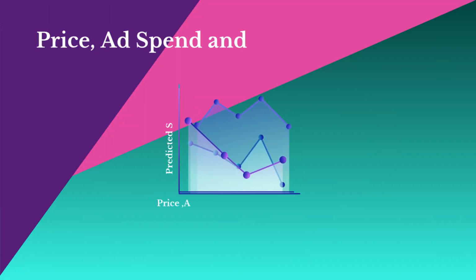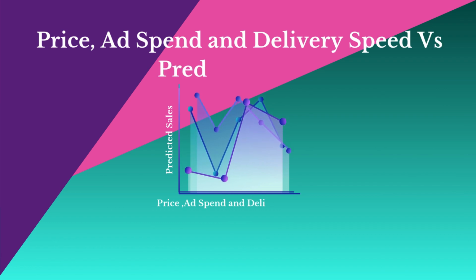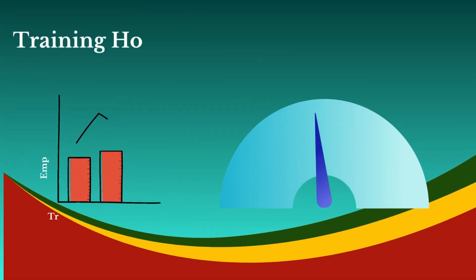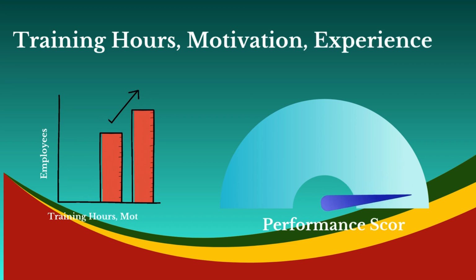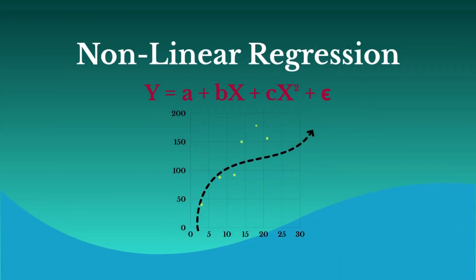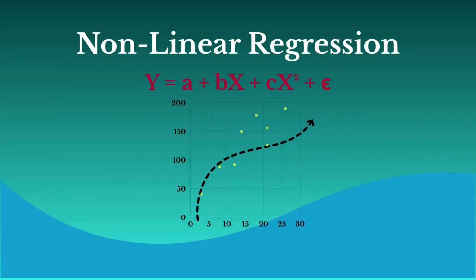Example, an e-commerce platform might use price, ad spend, and delivery speed together to predict sales. A business could analyze how training hours, motivation, and work experience affect performance. Third, nonlinear regression. Sometimes data doesn't follow a straight line at all. It bends.